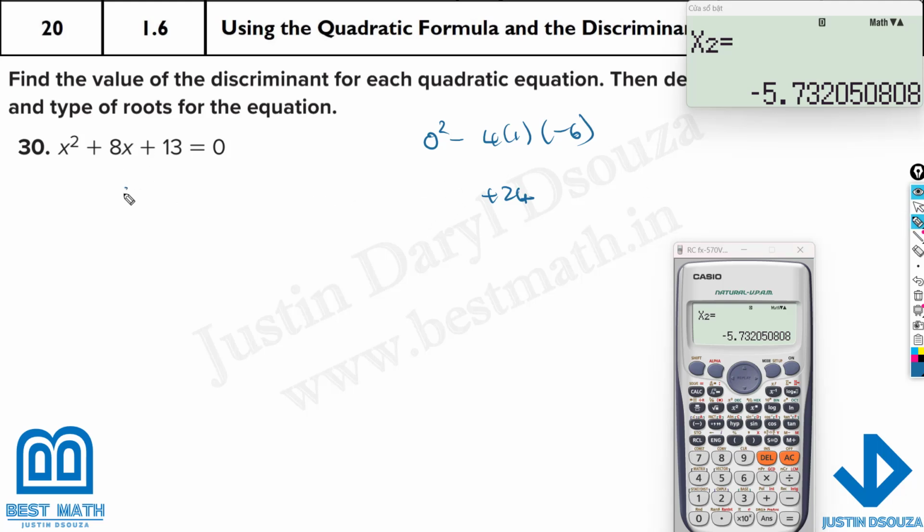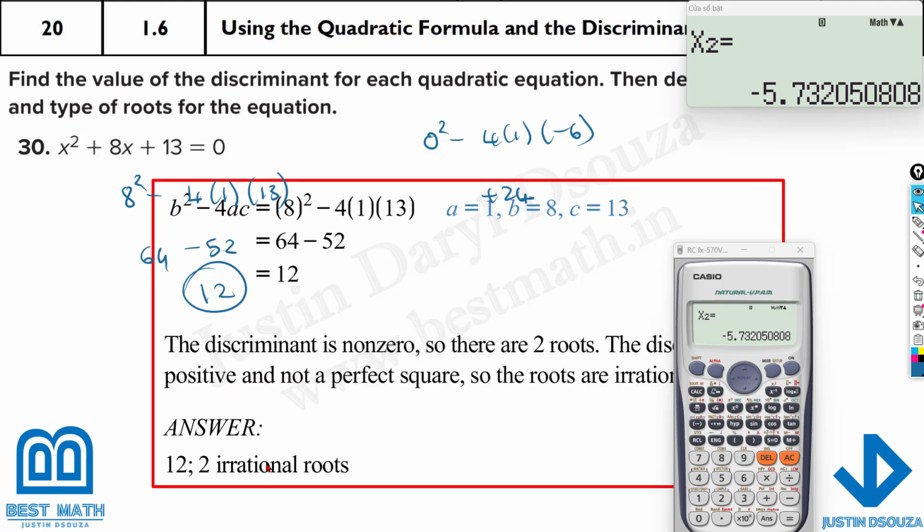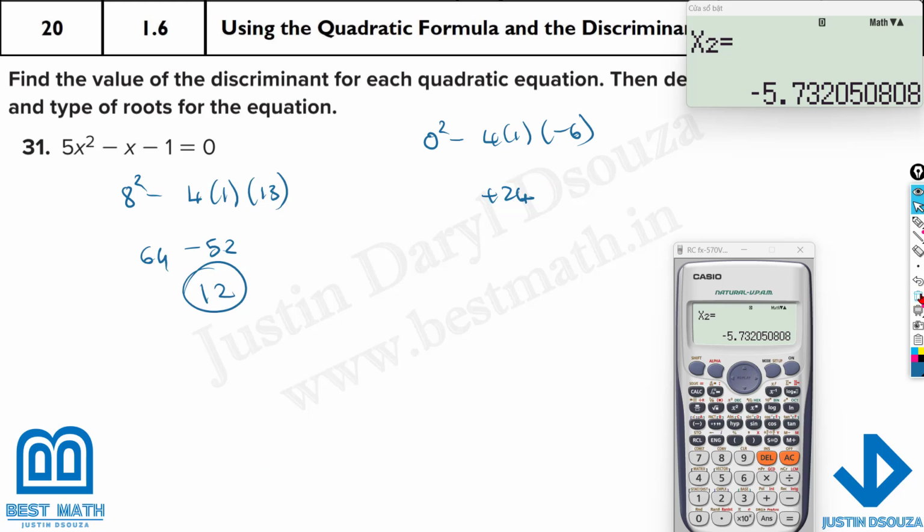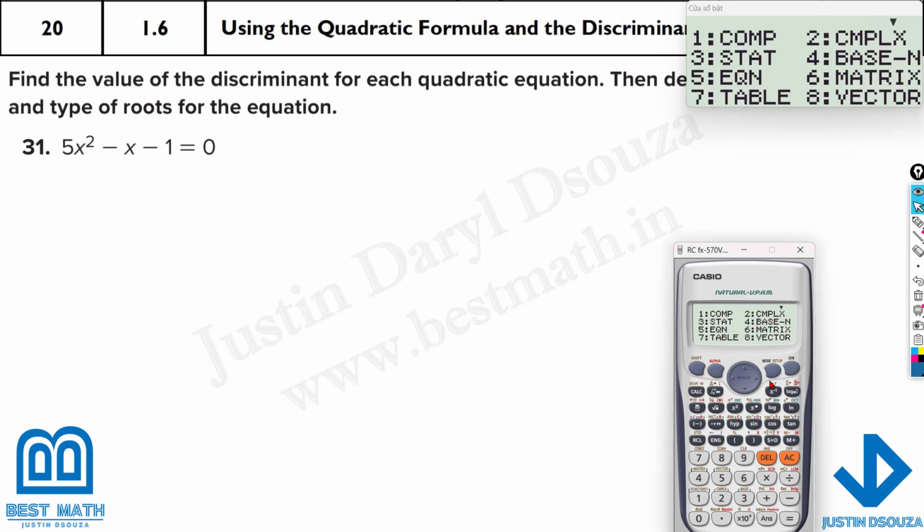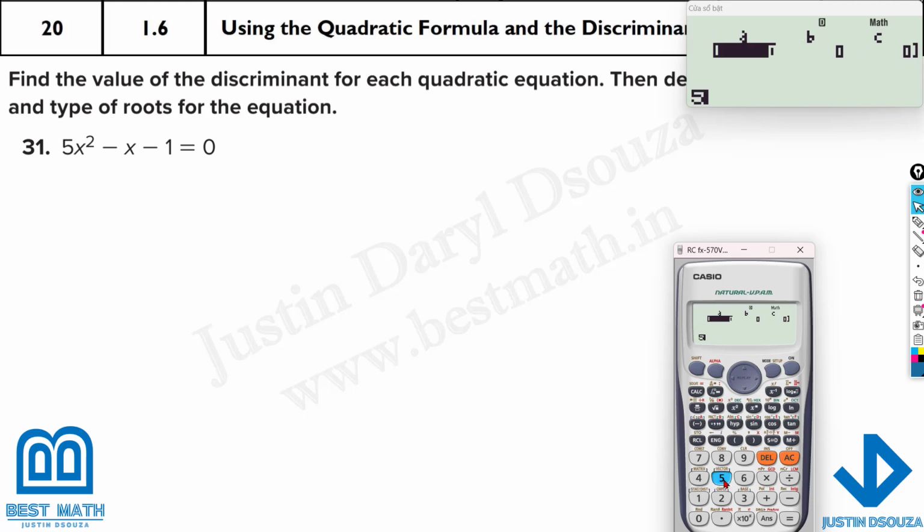You can easily check this out. 8 squared minus 4 times 1 times 13. So here 26, 50, 52 and it's 64. So we have 12. So discriminant is 12, so it's not a perfect square, and yes, that's why it's irrational roots. What about this one here? Mode 5 3, 5 negative 1, negative 1.